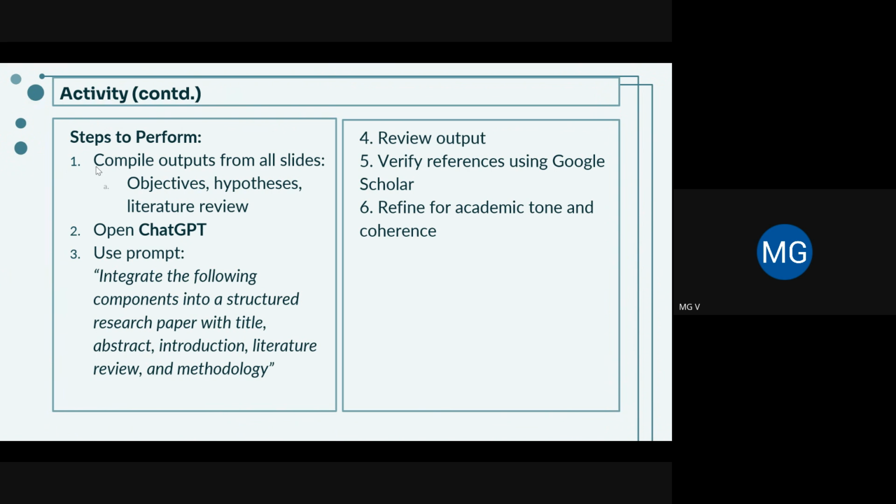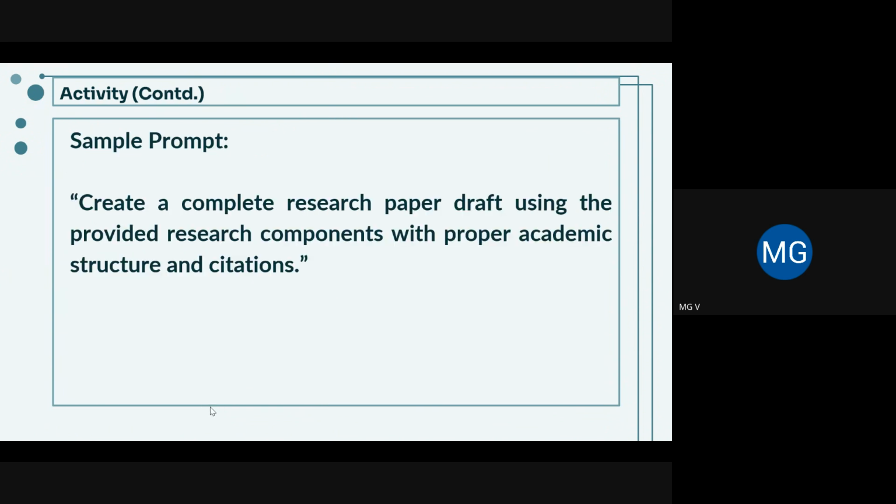Based on focusing on objectives, hypothesis, and literature review, then we can open ChatGPT and use the prompt: integrate the following components into a structured research paper with title, abstract, introduction, literature review, and methodology. Then review the output and verify references using Google Scholar and refine the academic tone and coherence. So the sample prompt will be: create a complete research paper draft using the provided research components with proper academic structure and citations.